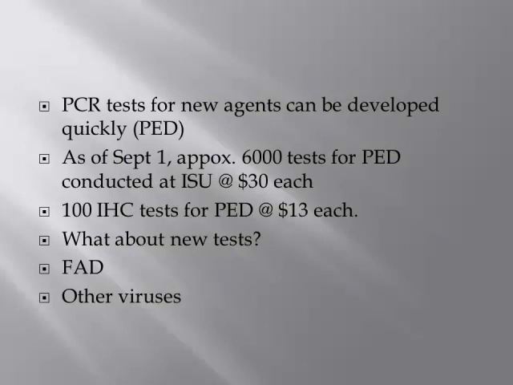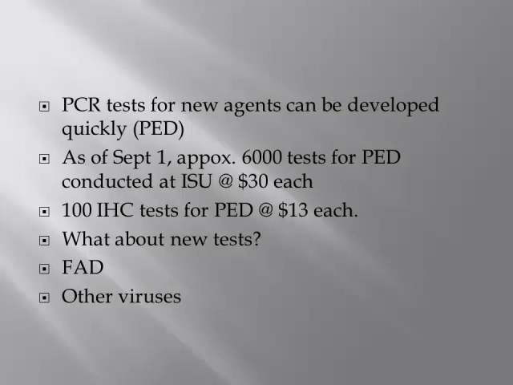PCR tests for new agents can be developed very quickly, and we saw that with PED. So that's another advantage. And again, as of April 1st, I'm sure the diagnostic labs had not done any PED testing. 5 short months later, 6,000 tests for PED, all by PCR at $30 each, so $180,000 spent as an industry just at ISU, and that doesn't include South Dakota or Kansas or Minnesota.